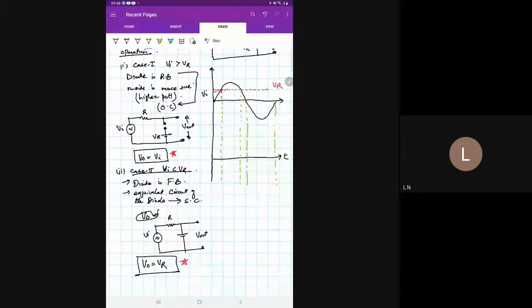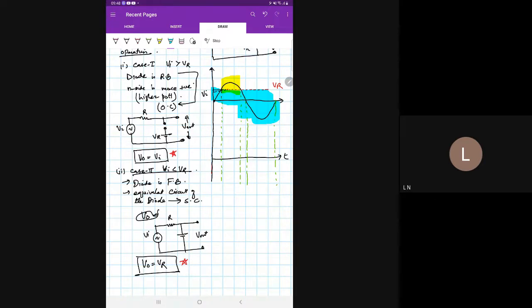Now see, this area is this one. This yellow area is when V input is greater than VR. Okay, when V input is greater than VR, in that case your output will always be equal to V input. But the rest of the area, all the way to here, is all that area where V input is less than VR.